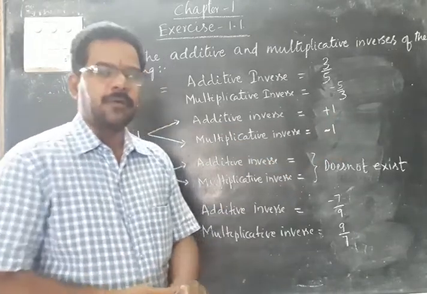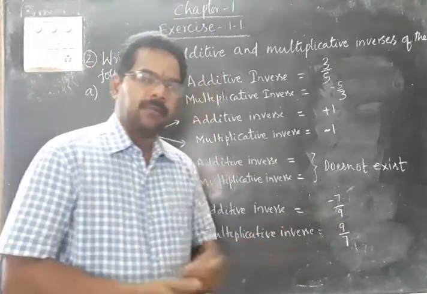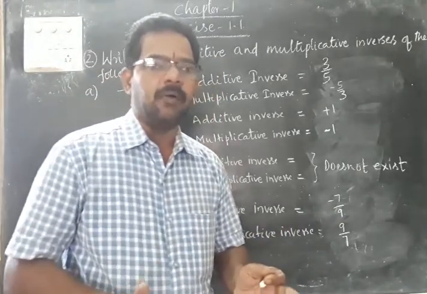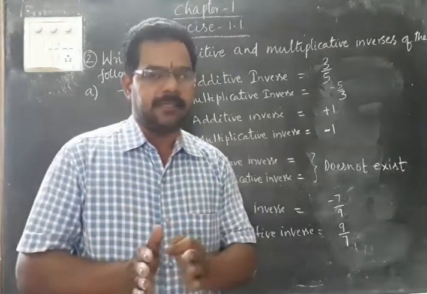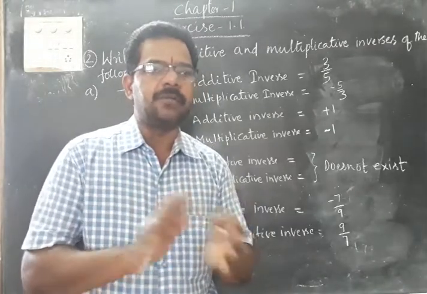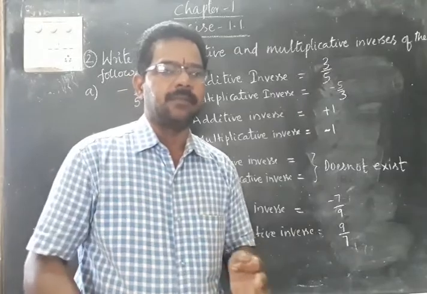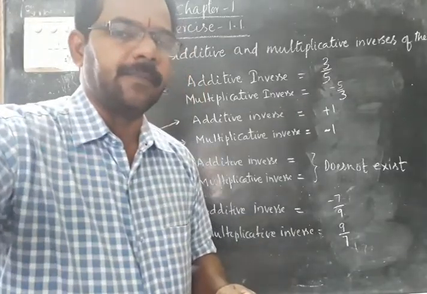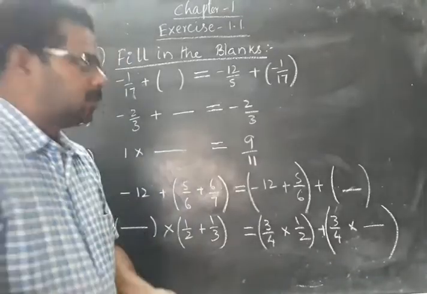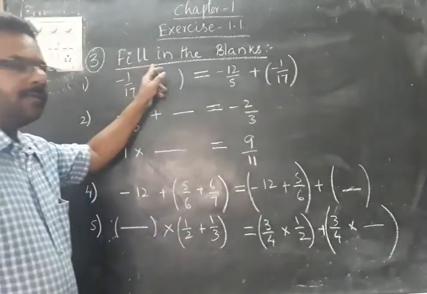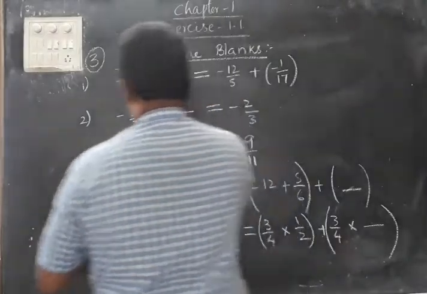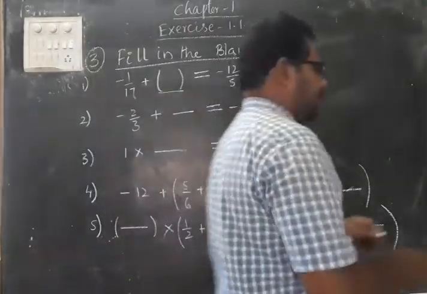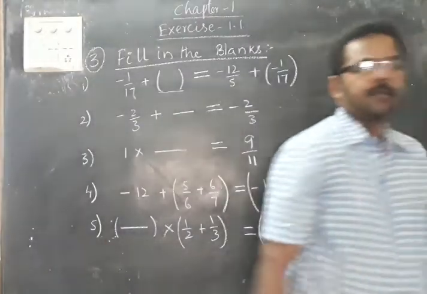Okay. Now we shall go to the third Roman. They have given only fill in the blanks. In the fill in the blanks we have to write the blanks: which one is multiplied, which one is added, which rational numbers are subtracted, we shall see. So coming to the third one, they have given fill in the blanks. So in the blanks we have to fill what values should be taken here.